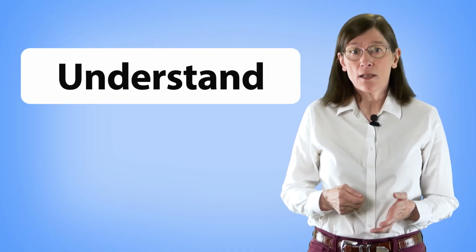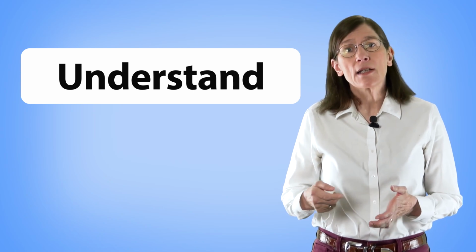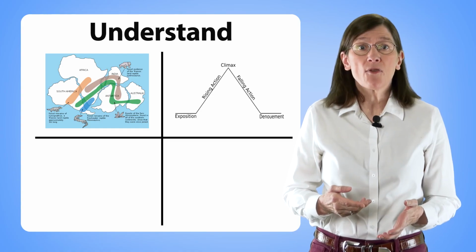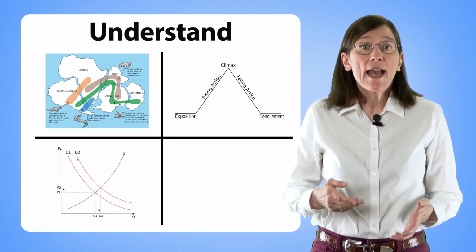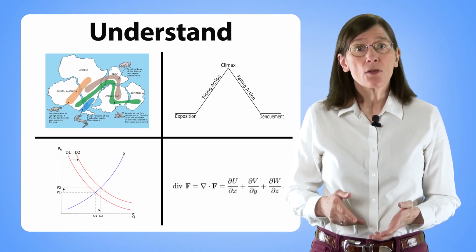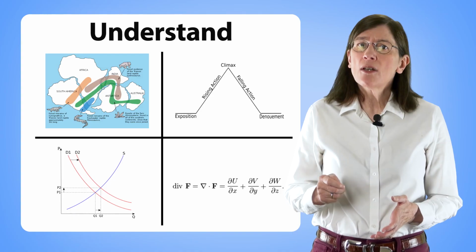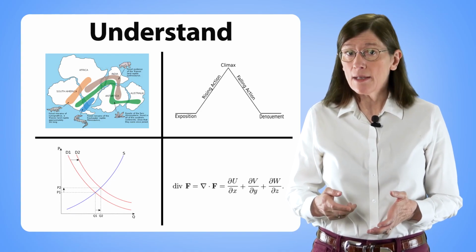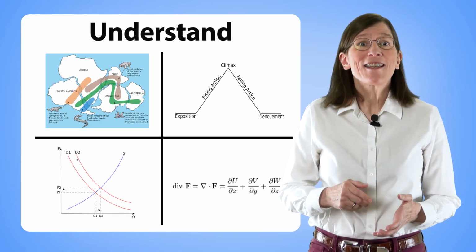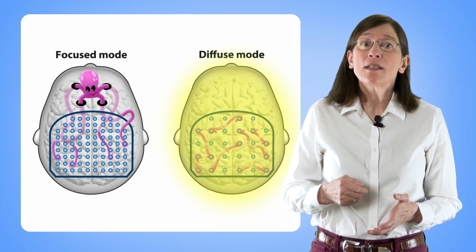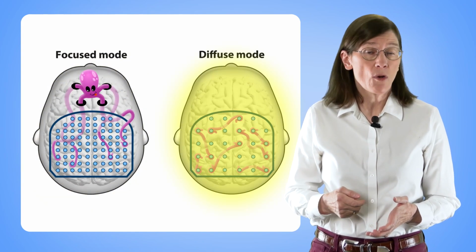The second step in chunking is to understand the basic idea you're trying to chunk, whether it's understanding a concept such as continental drift, seeing the connection between the basic elements of a plot for a story, grasping the economic principle of supply and demand, or comprehending the essence of a particular type of math problem. Students can often synthesize the gist, that is, figure out the main idea or ideas, pretty naturally. Or at least they can grasp those ideas if they allow the focused and diffuse modes of thinking to take turns in helping them figure out what's going on.